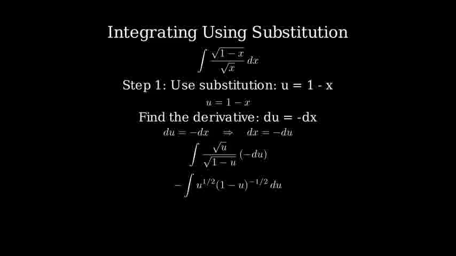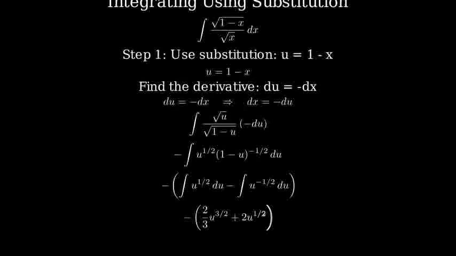Now, we can simplify this integral. First, we'll move the negative sign to the front of the integral. Observe that we can combine the integrand under a single square root sign, which gives us the integral of the square root of u over 1 minus u, all under a square root. The integral now becomes negative the integral of u raised to the power of 1/2 over 1 minus u raised to the power of 1/2 with respect to u.